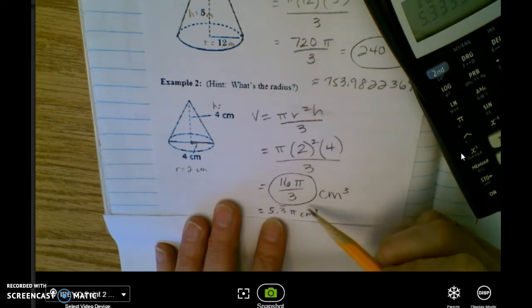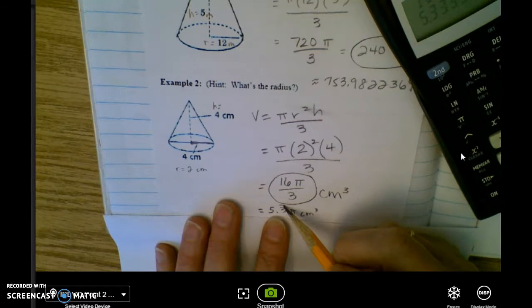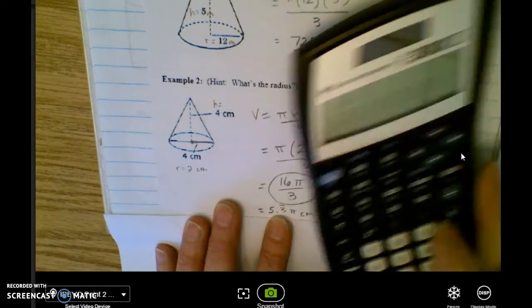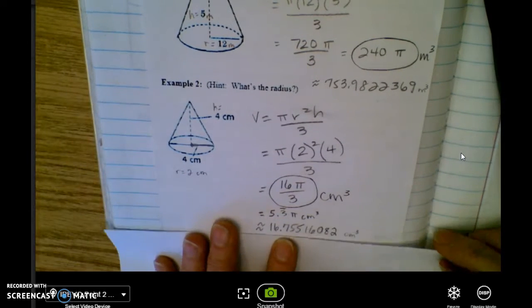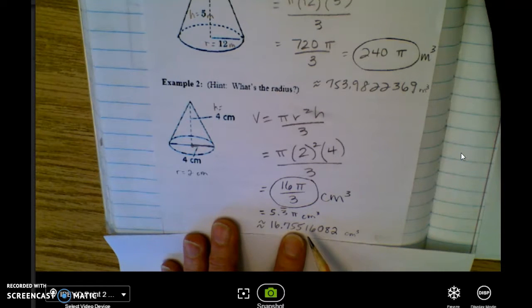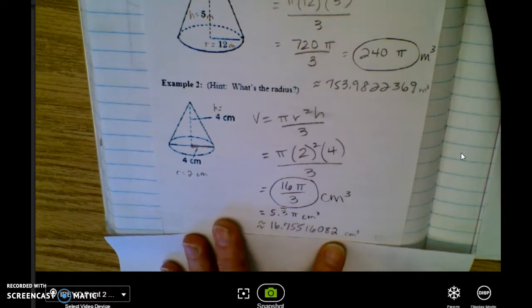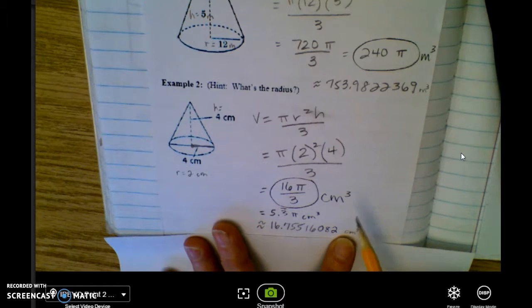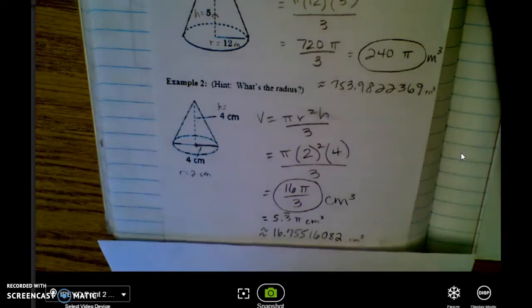And this is sometimes easier to use as long as you remember that repeater bar to represent your repeating 3 when you divided your 16 by 3. If you wanted it to be an approximate answer where you actually multiplied your 5.3 repeating times pi, you would get 16.755. And again, this is cubic centimeters. You started with centimeters. Its volume, which again is three-dimensional, holds the space inside, so it's cubic centimeters.